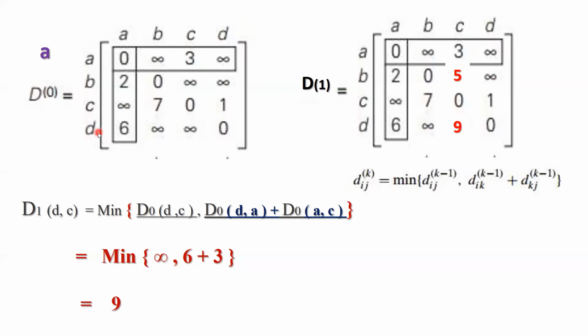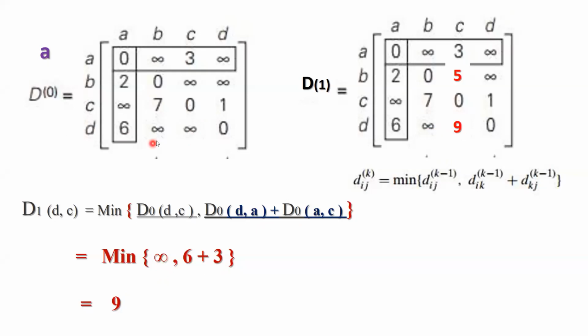For example, I shall check D to C. So D to C, what is the entry? Infinity. I will be keeping it as it is, by considering A as intermediate between D to C, D to A to C. So what is D to A? This is 6. A to C, it is 3. 6 plus 3, this is 9. So it is less than infinity, and hence instead of infinity, I am updating it as 9.